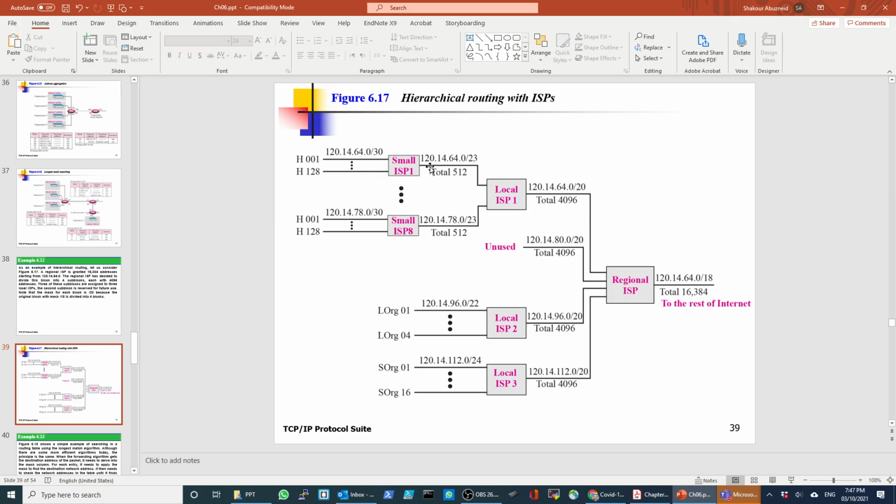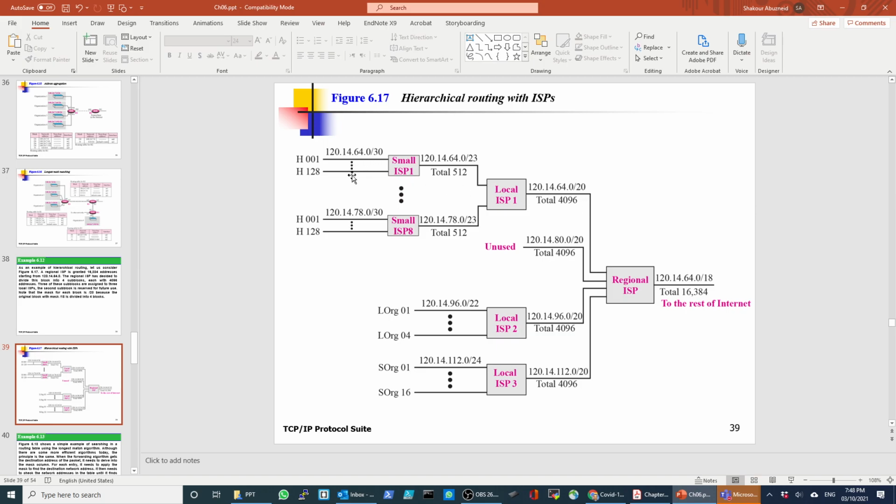They will be aggregated here, and this is slash 23, so the total is 512, because 2 to the power 9 gives you 512. If you aggregate all the IPs from this network, it will give you 512. If you aggregate this and this, it is now slash 20, which means we're going to have a total of 4,096 IP addresses.